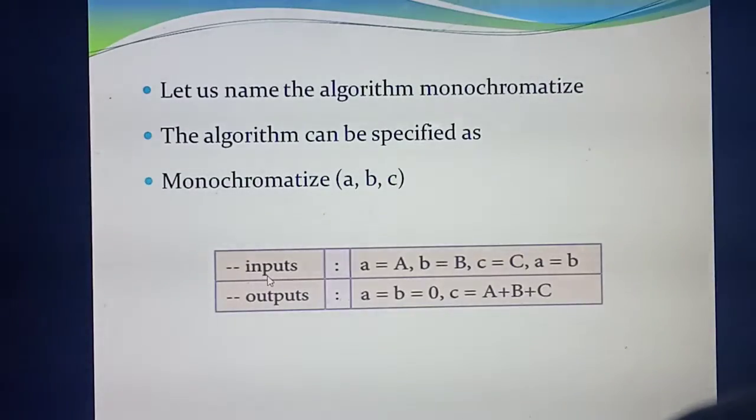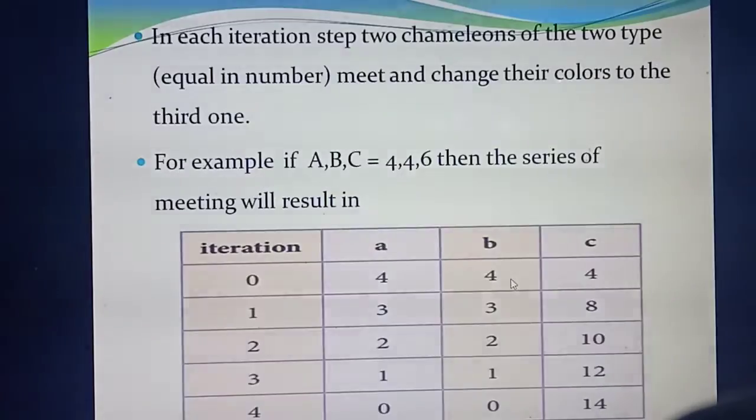Okay, so input. What are the inputs you have already studied? The input value is the initial value, isn't it? A is assigned to capital A, B is assigned to capital B, C is assigned to capital C. What's the input you have already studied? Both of them are equal in number. So A equal to B. Understood? Then output. If the value of A and B is 0, what do you need to do? You need to add the values: A plus B plus C. Understood? Okay. So listen. In each iteration we are going to find how many chamlans there are and how they are conducting the meetings.